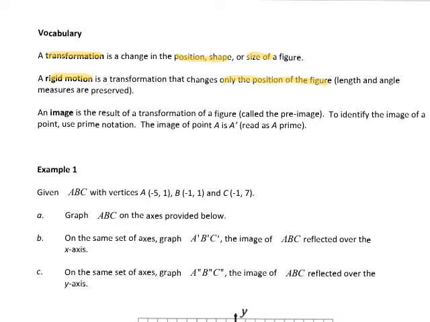And then an image is a result of a transformation of a figure. So that's what you create once you reflect the figure. And the original is called the pre-image. To identify the image, we're going to put primes on our letters. For example, the point A is now going to be A prime once I reflect it over a line.